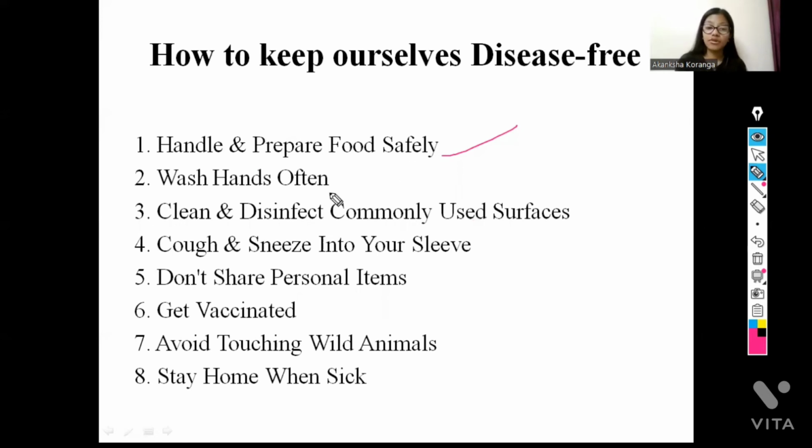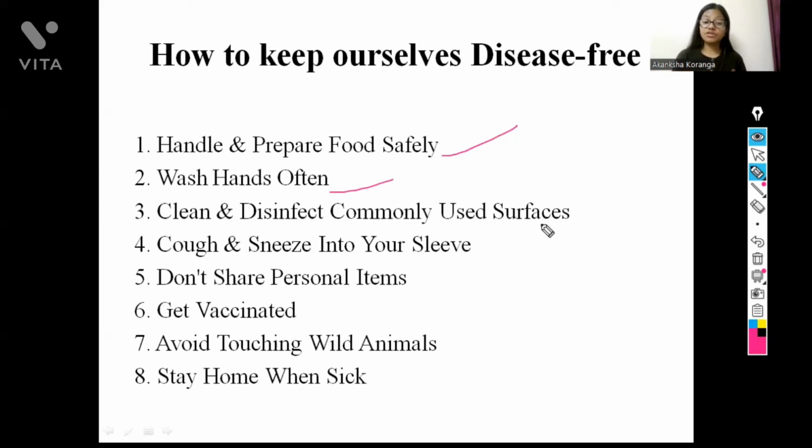Now moving on to the next point, we should wash hands often. This is one of the very important points that we are following right now in the COVID period. Why? Because our hands are always coming in contact with surfaces that are dirty. From those dirty surfaces, microorganisms like harmful pathogens come in contact with our hands, and from hands, they enter our body. So this is the reason why we should wash our hands.